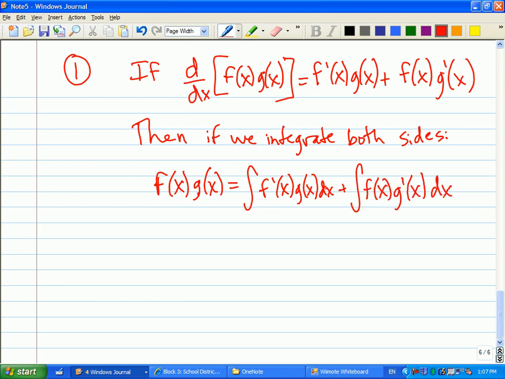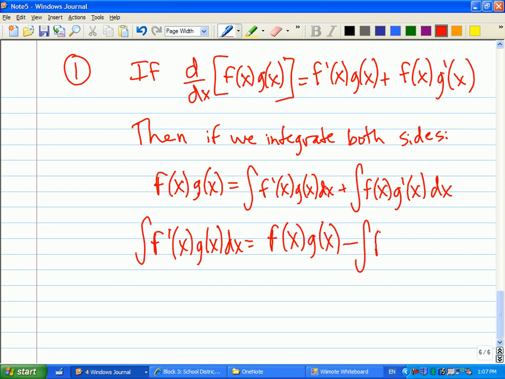And you might say, now why on earth would you want to go from one thing to two integrals? Well, usually the way this is done is I'm going to rearrange this. So instead what I'm going to say is that means the integral for f prime of x, g of x, could be rewritten, and I get one integral for free. It could be rewritten as f of x, g of x, take away the integral for f of x, g prime of x. So you get one integral for free, and you end up with a new integral here for the one that you've started with.